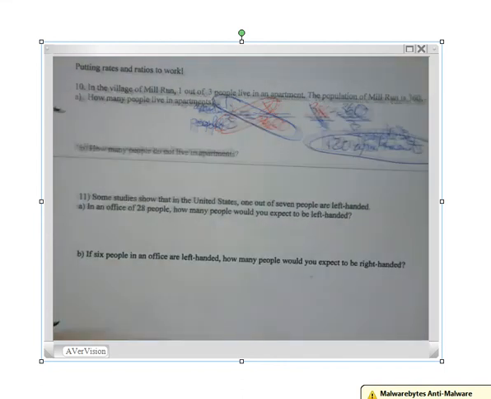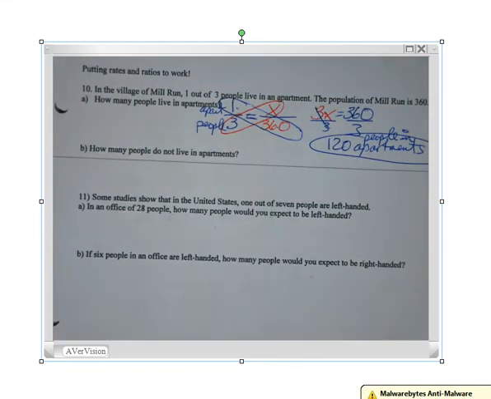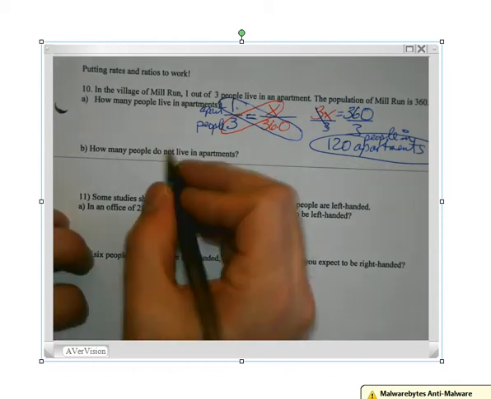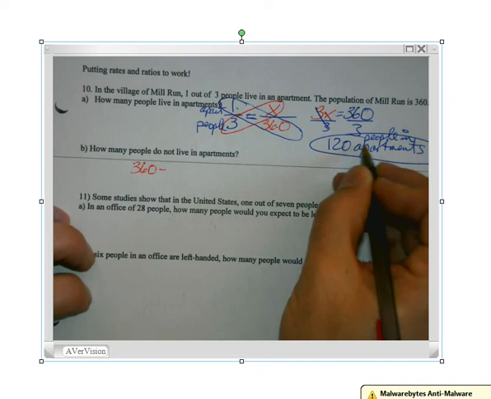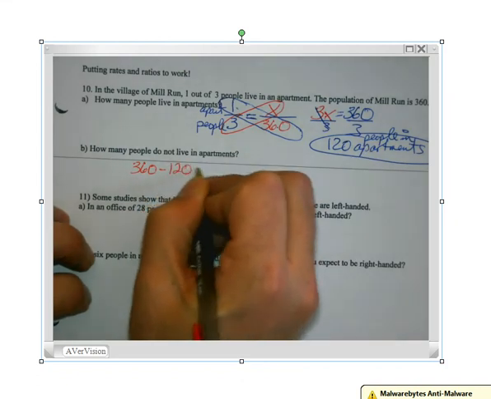120 people in apartments. Okay? So, yes. Well, but wait till we get to the next question. How many people do not live in apartments? How did you get that? Right. There's 360 total people. 120 live in apartments.